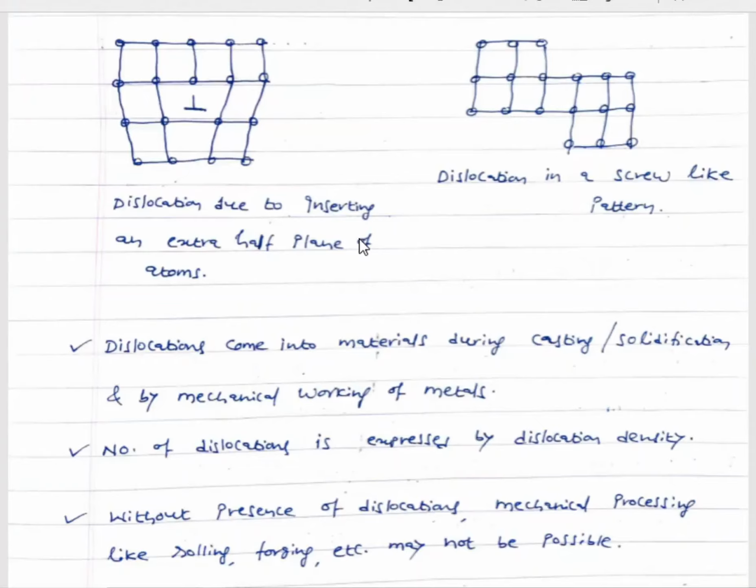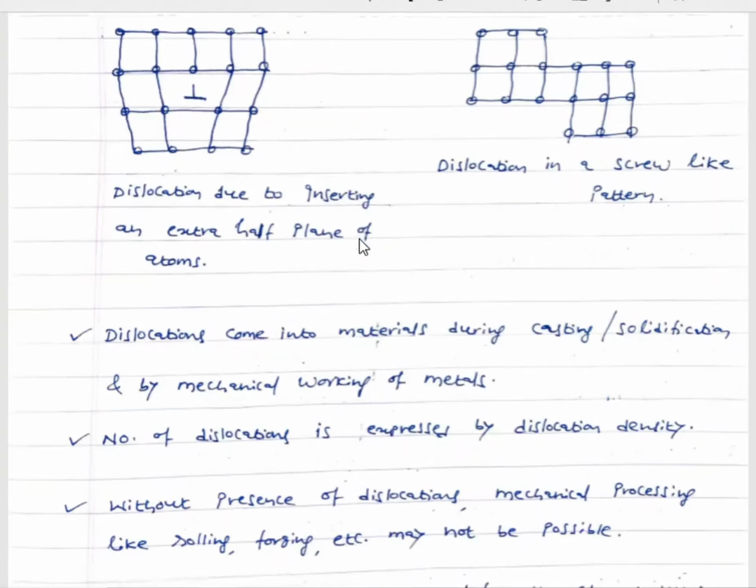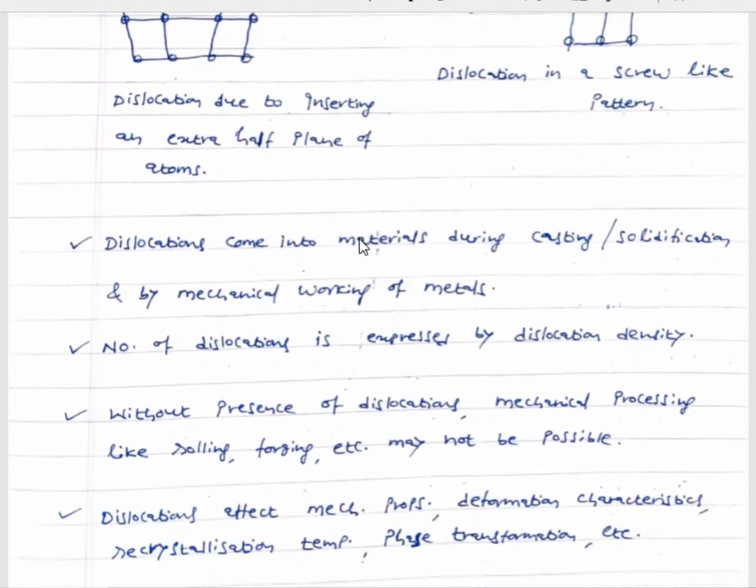The number of dislocations is expressed by the dislocation density, like 10 to the power 5 dislocations, 10 to the power 10 dislocations, and so on. The more the number of dislocations, the more the dislocation density. Without the presence of dislocations, mechanical processing like rolling, forging, etc. may not be possible. That part in detail we'll see under the head of cold working and hot working. That is plastic deformation.